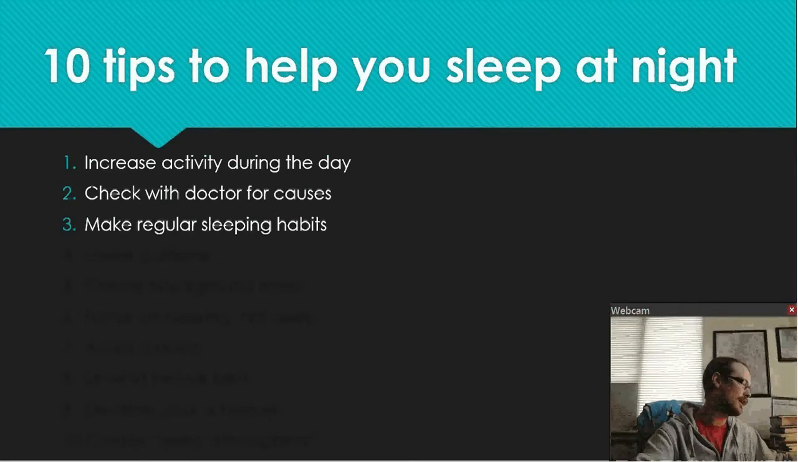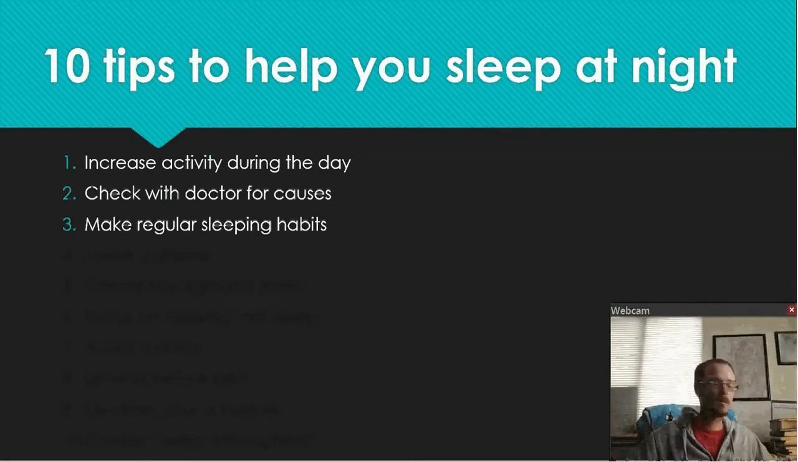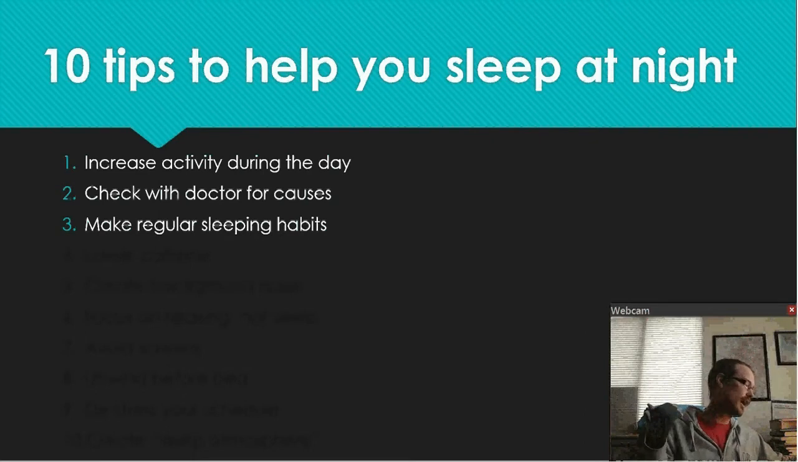Third up, make regular sleeping habits. Don't just go to sleep whenever you feel like going to sleep. Go to sleep at a set time, like, okay, it's 10 o'clock, this is the time I go to sleep. And then when you have a wake-up time, make sure you stick to that. If you get up at 6, get up at 6. Don't continually silence your alarm and put that off.